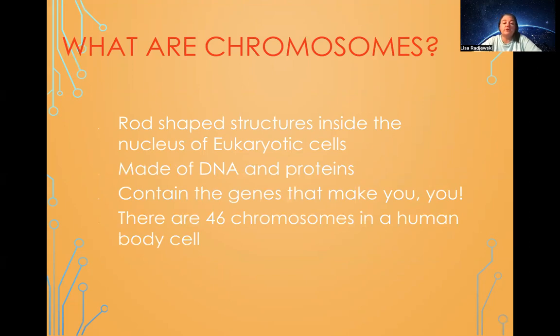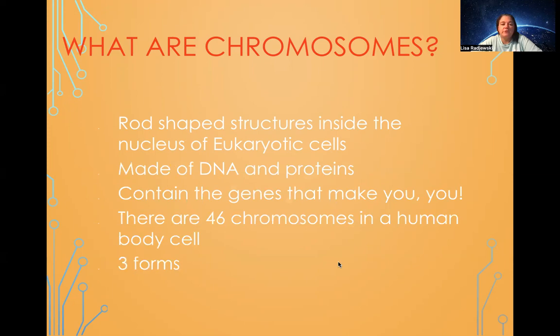There are 46 chromosomes in a human body cell. That is a number that you would need to know. There are 23 chromosomes in the sperm and the egg cells, but 46 chromosomes are in every other type of cell besides the sperm and the eggs.